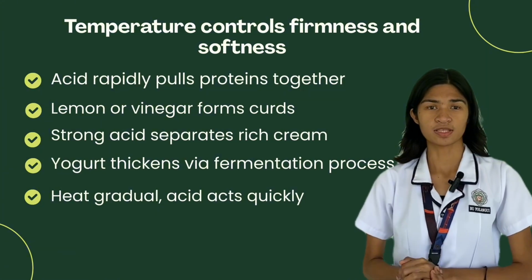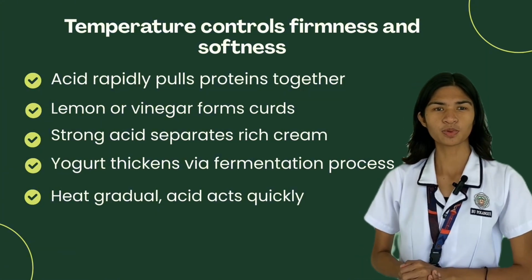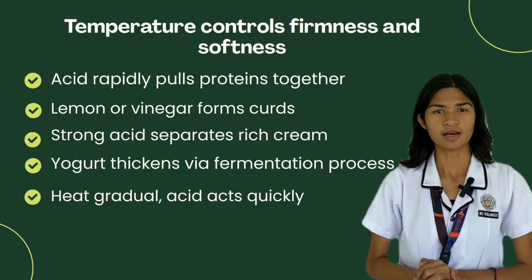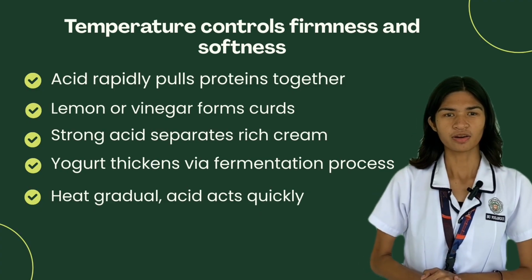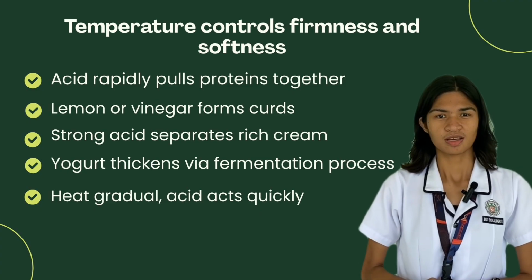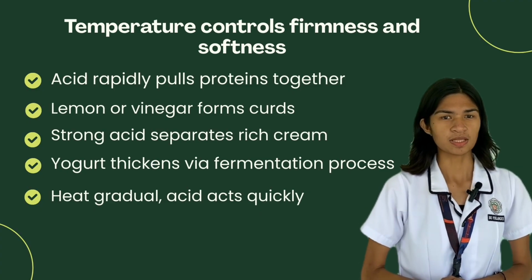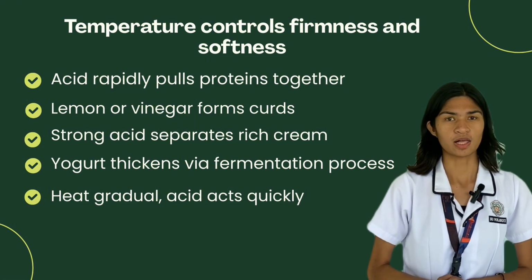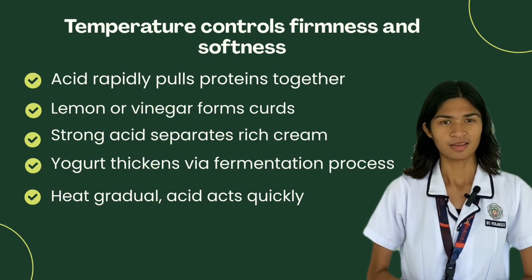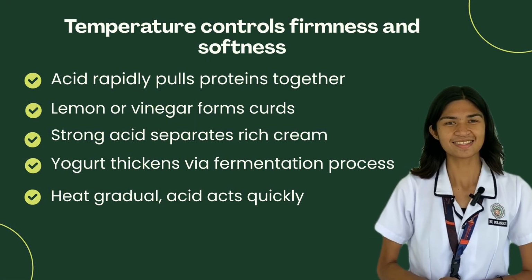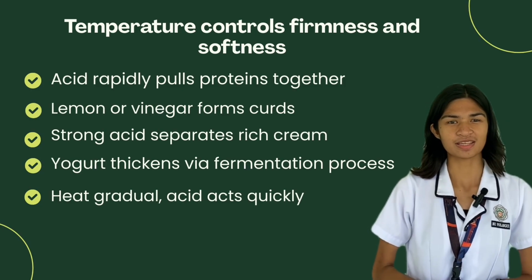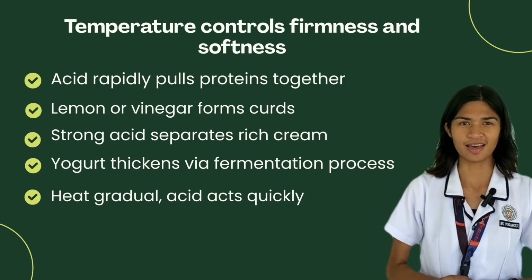Acid works faster than heat. It pulls protein together quickly. For example, lemon or vinegar makes milk into curds. Too much acid can split cream, but acid also helps yogurt thicken. Heat works slowly, acid works fast, and both create structure in dairy and eggs.